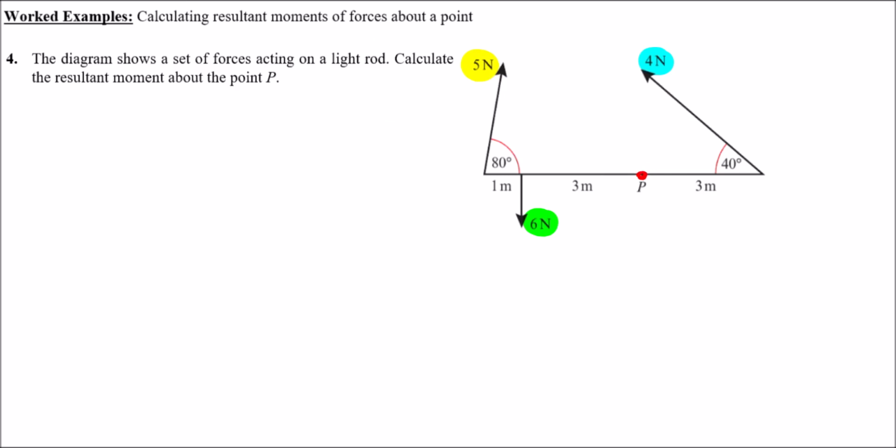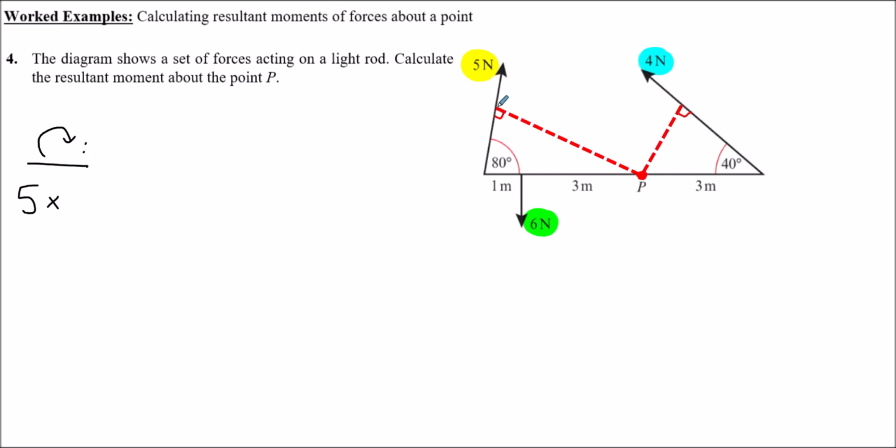Whoops, I don't want a line like this. So I need to work out that distance for the 5 Newton force and that distance for the 4 Newton force. So again, let's keep it simple. Work out the clockwise moments. The only one which is going to give a clockwise moment for P is this 5 Newton force. So the moment from the 5 Newton force is its magnitude multiplied by its perpendicular distance from its line of action to P. So we need to work out this distance here.